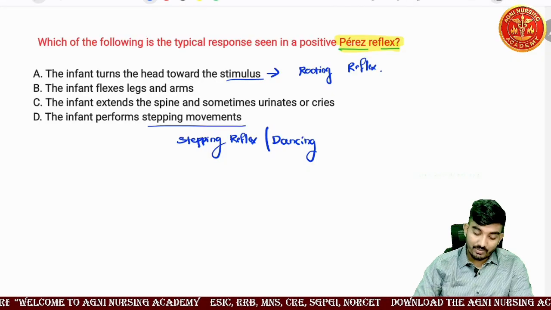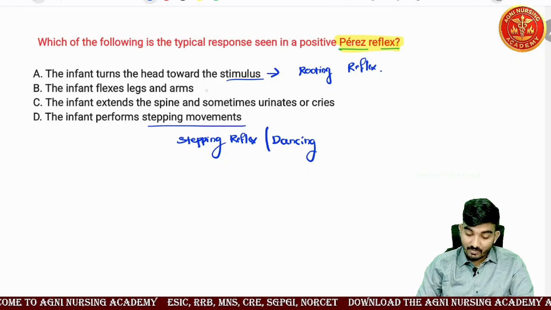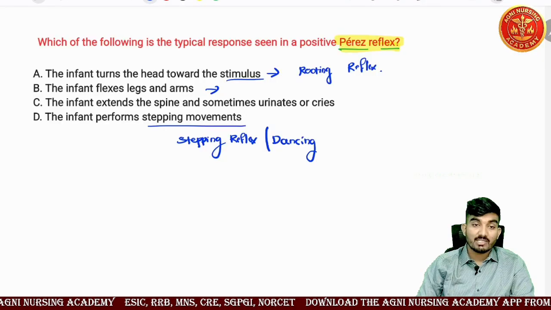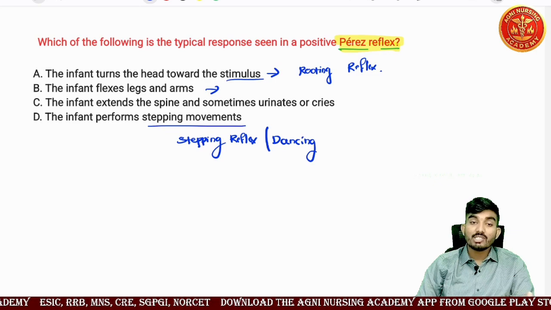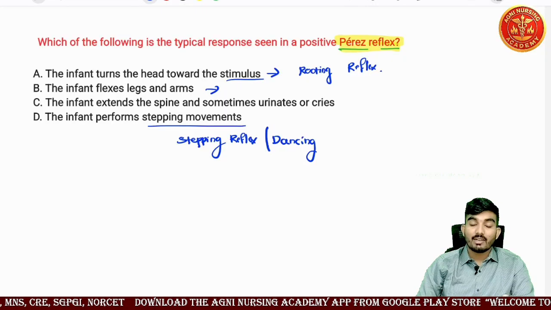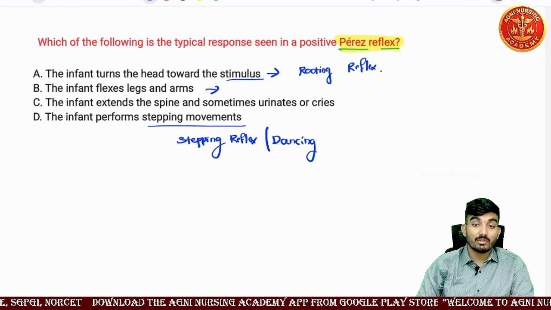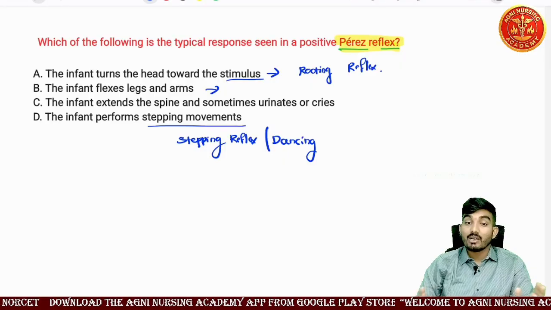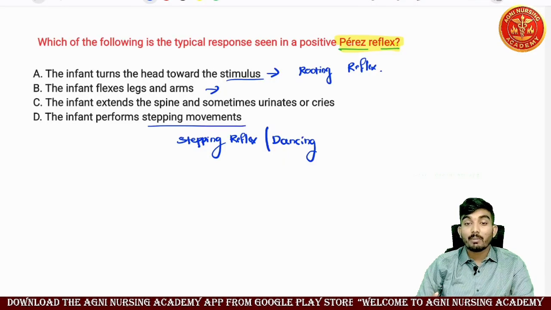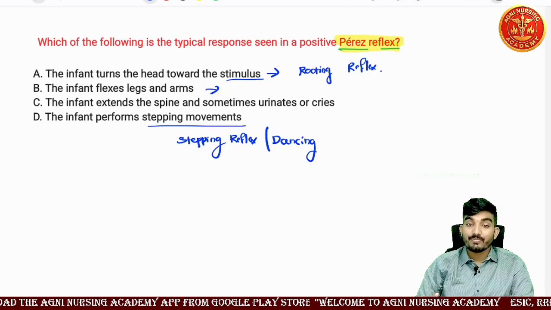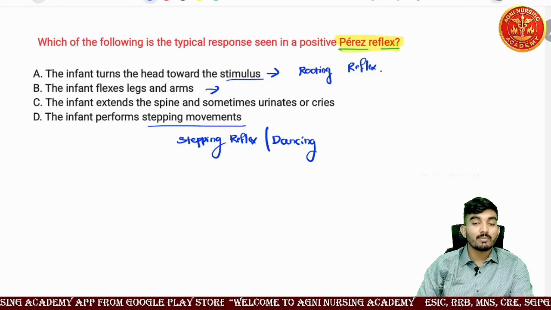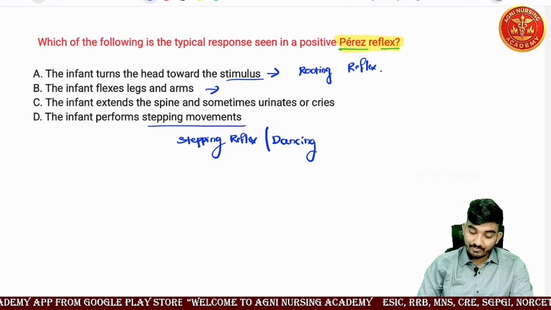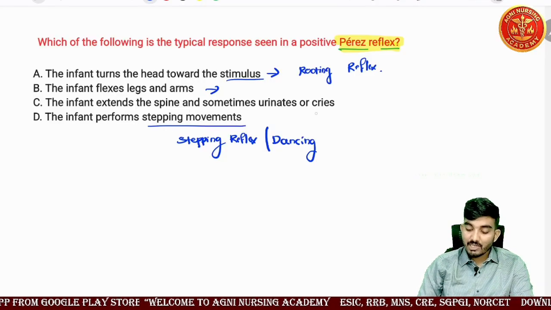Rooting reflex. Okay. The infant flexes legs and arms. There is no specific reflex present in this moment. In the motor reflex, when the child is lowered, first extension with abduction of movements occurs, followed by flexion of the upper and lower extremities. That is called a motor reflex. But flexion of legs and arms alone is not present in any reflex. The infant extends the spine and sometimes urinates and cries.